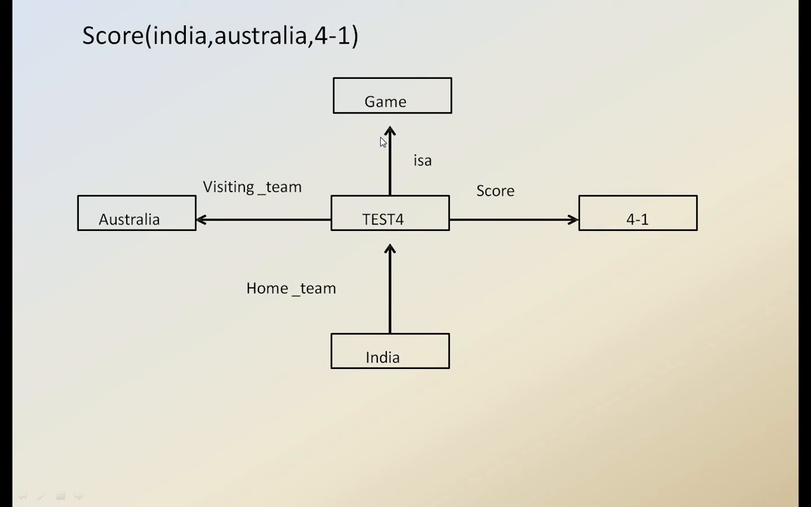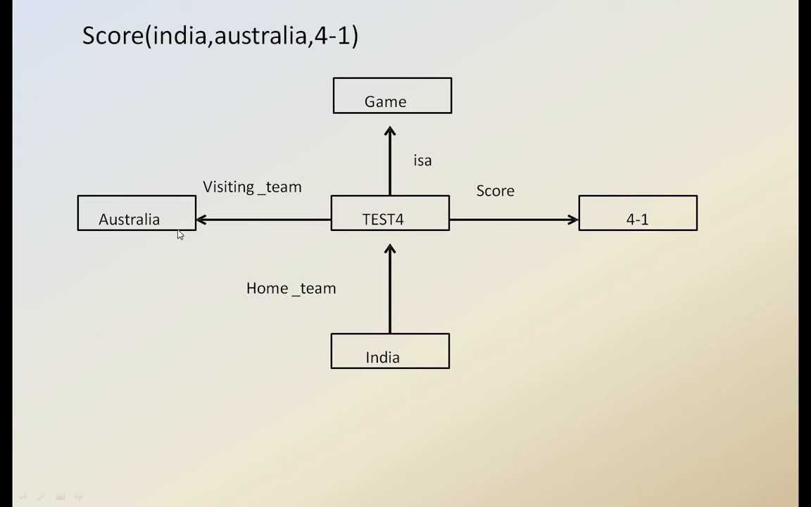We will discuss some examples of the semantic net. Australia and India are two different nodes. So there is a test called test 4. The visiting team is Australia, the home team is India, and the test score is 4-1. And what is the test? The test is actually a game. Like that, the entire predicate can be represented using the semantic net like this. See, what is the hosting home team?